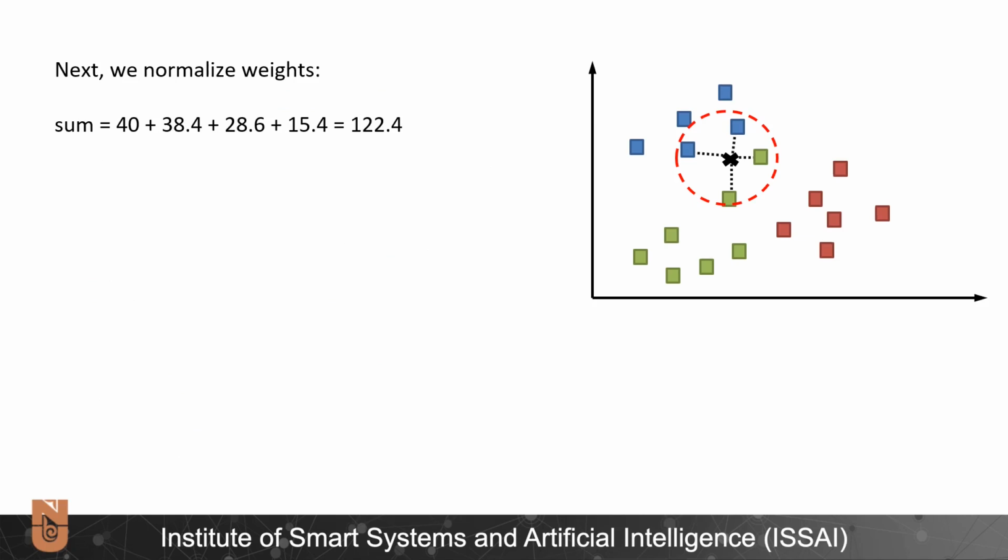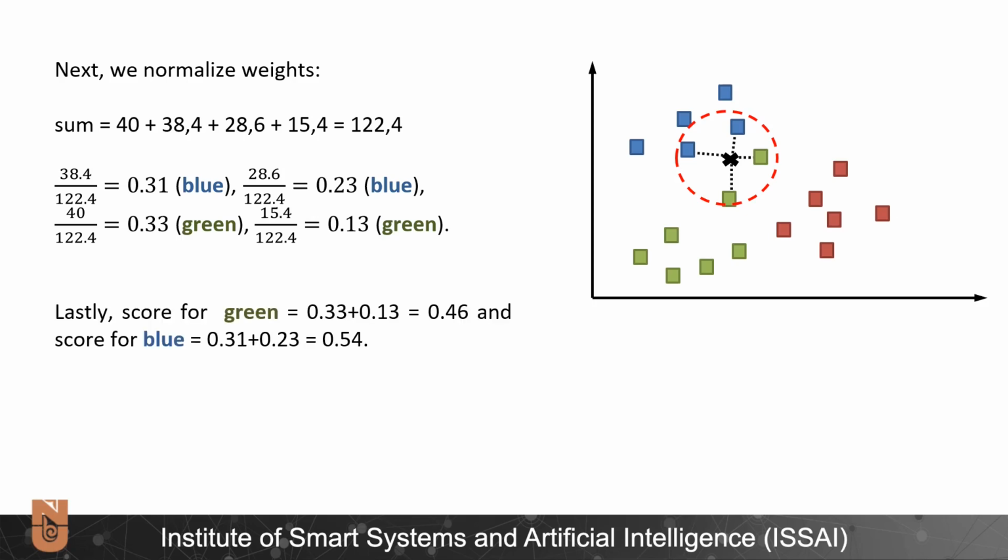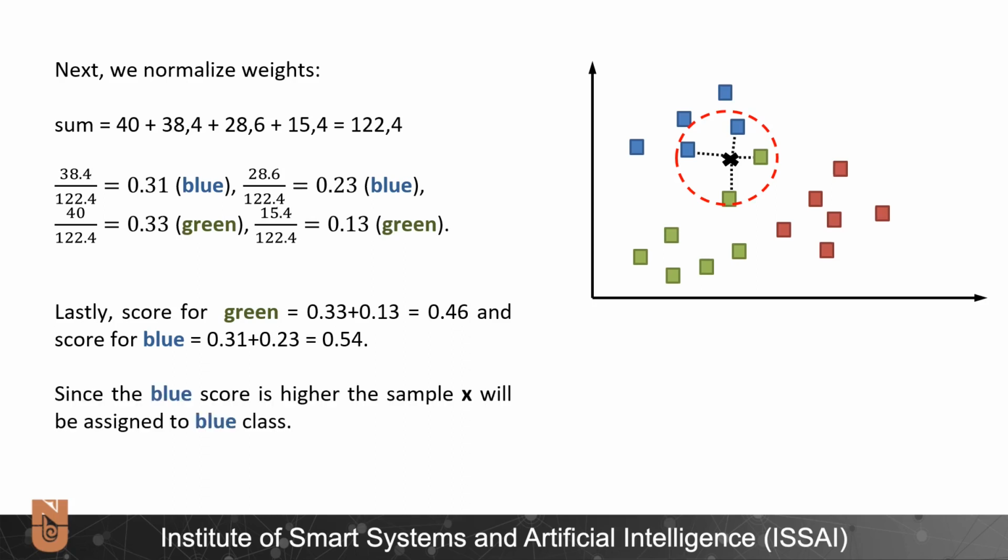Next, we normalize the weights. First we find the sum of inverse distances, which will give us 122.4, and then we find weighted values, which will give us 0.31 and 0.23 for blue class, and 0.33 and 0.13 for green class. Lastly, by summing up the scores for each class, we obtain 0.46 for green class and 0.54 for blue class. Since the blue score is higher, X sample will be assigned to blue class.